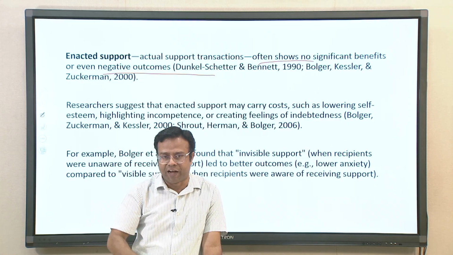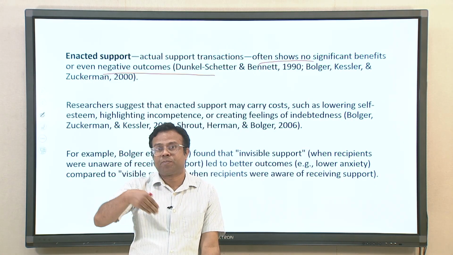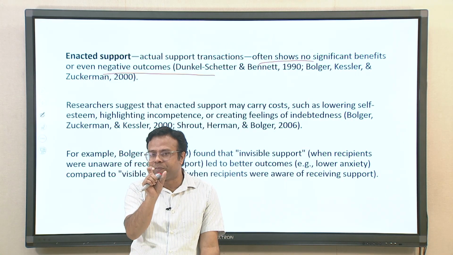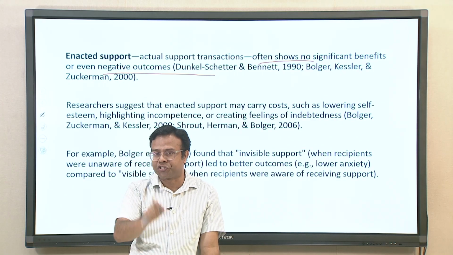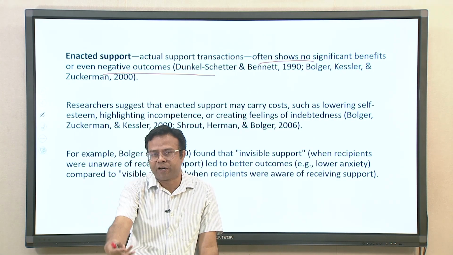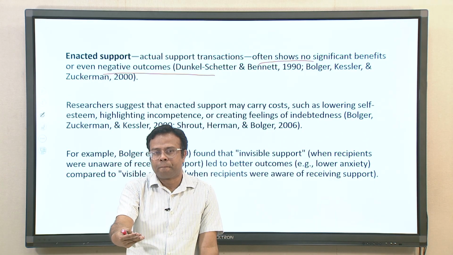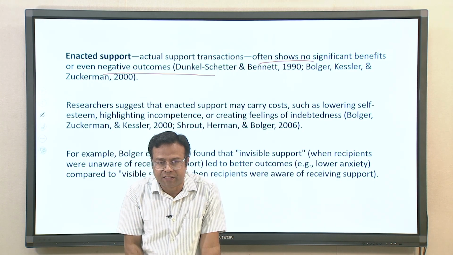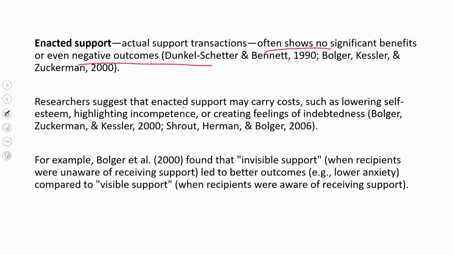Now, this is a little bit counterintuitive. We generally say social support is good, but when people actually get support in many situations, this may not have a significant positive impact. What could be the reason behind it? Let us see. Research suggests that enacted support may carry costs such as lowering self-esteem, highlighting incompetence or creating feelings of indebtedness.